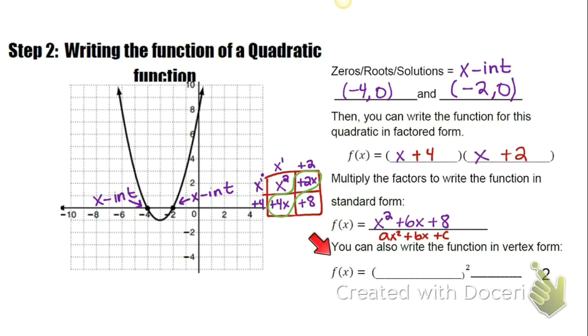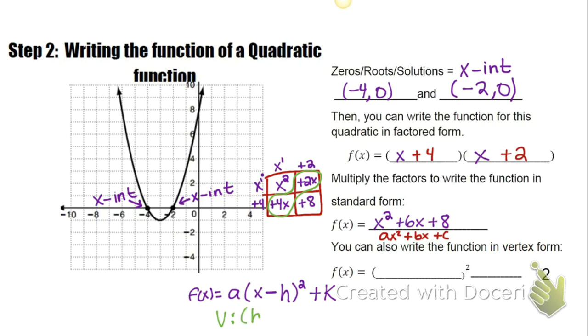Now the last step is to write the function in vertex form. This is how the vertex form looks. Now I dragged it over here so that you can actually see it. It's f of x equals a, which comes from the standard form, times x minus h squared plus k. Now where do h and k come from? Well, they come from our vertex.